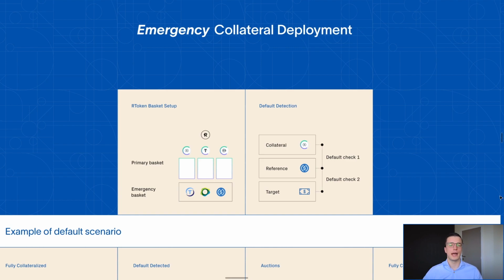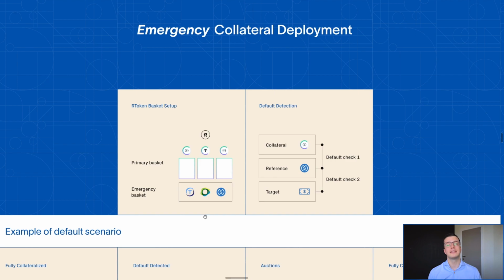In this example, I have set up an RToken, which is backed by 3 yield-bearing collateral tokens, each 33% of the weight. And I've also defined an emergency basket, which is a simple basket of a bunch of stablecoins. Now, the emergency basket only gets used, obviously, when there's an emergency. And the emergency is when a default is detected in any of the collateral tokens.